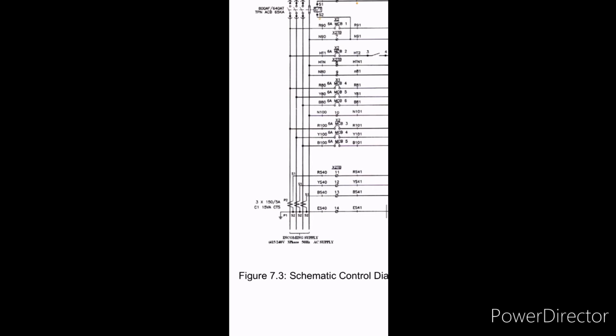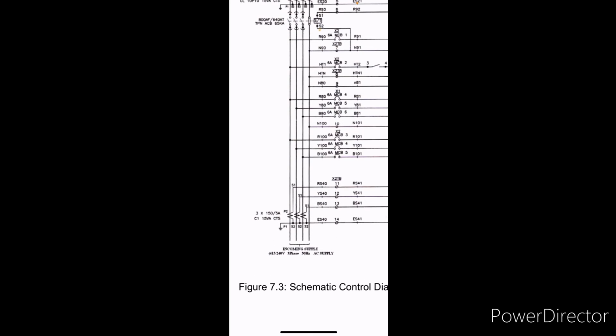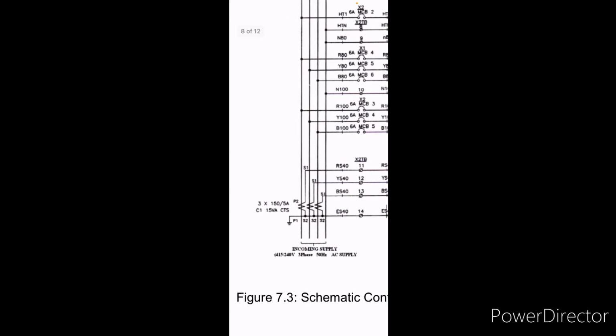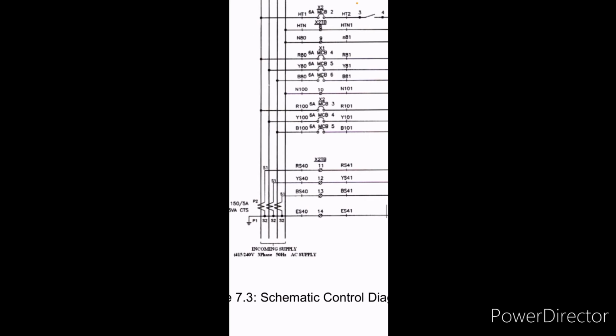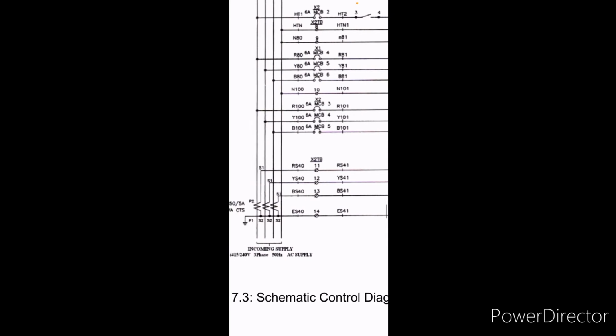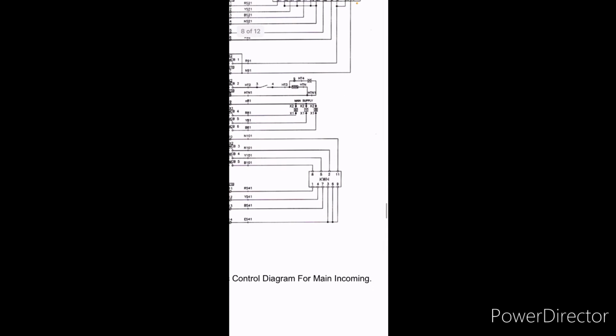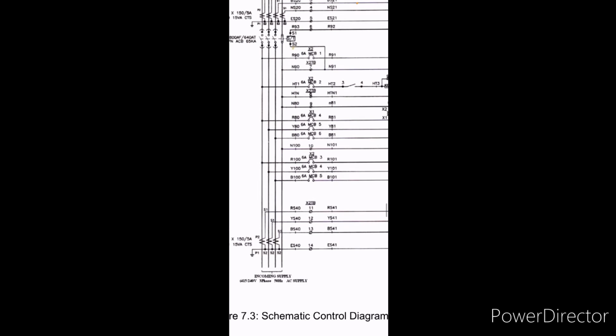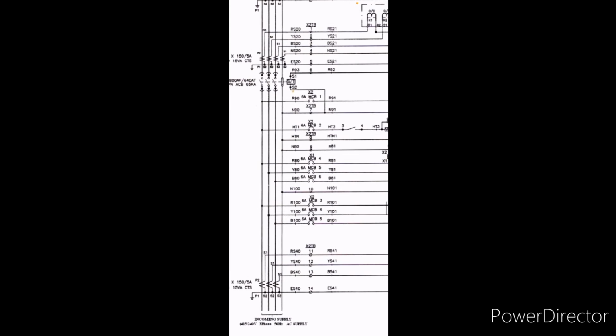This is the incoming supply from the inline, and then it will go through a transformer for each phase, and then it will go through the kilowatt hour meter, and then each line will go through each bus bar, which will flow throughout the whole main incoming switchboard.